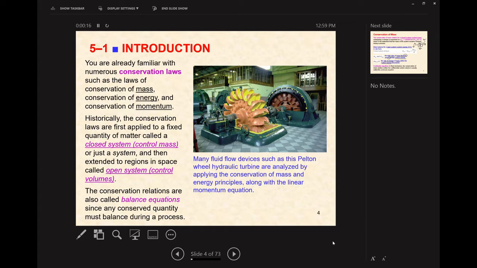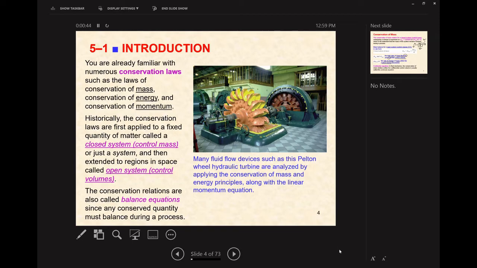Alright, in this chapter, we will look into conservation laws such as the conservation of mass, conservation of energy, and conservation of momentum. So historically, the conservation laws were first applied to a fixed quantity of matter called a closed system, or in other words, we call it control mass. In this system, we do not allow the mass to enter or leave the system, but we only allow heat or energy to enter and leave the system.